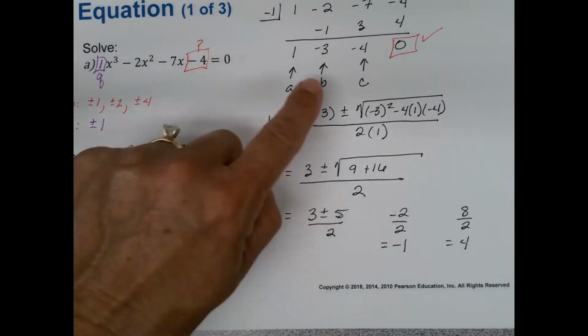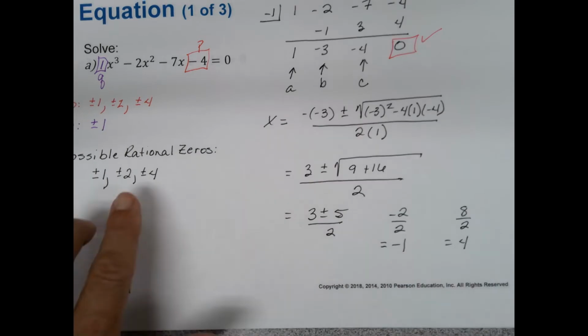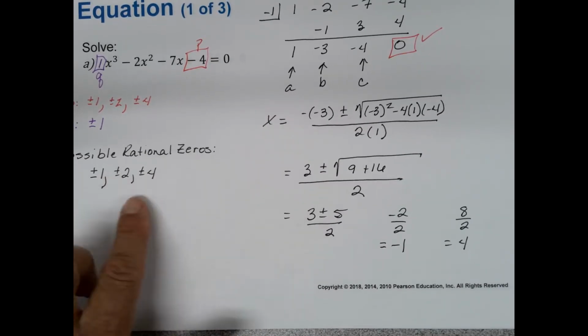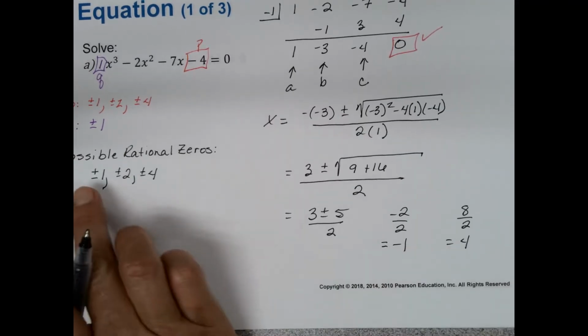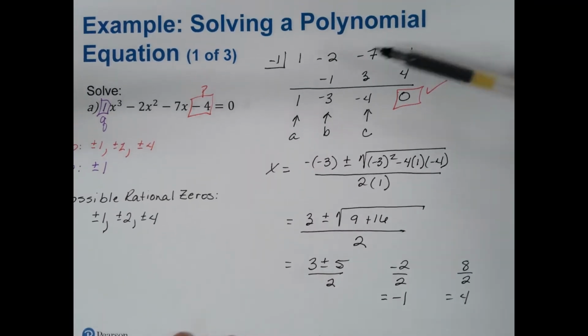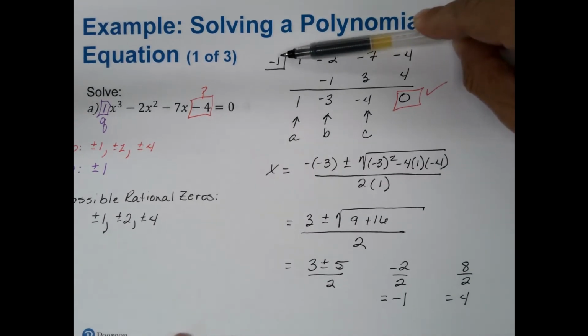So we found them using the quadratic formula. For this one, you could have also found them by continuing on with the options here. So we did find rational zeros that were also in our list. But what does this show you right here? Remember that our first 0 was a negative 1.